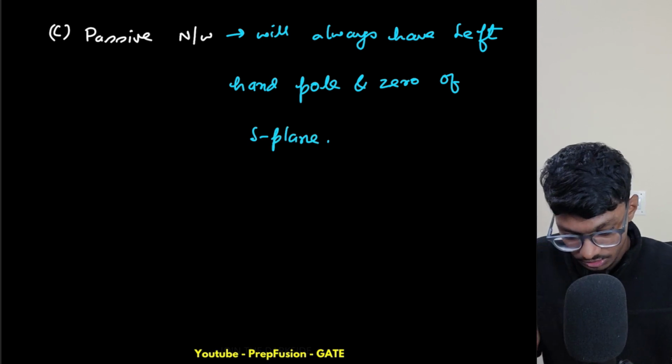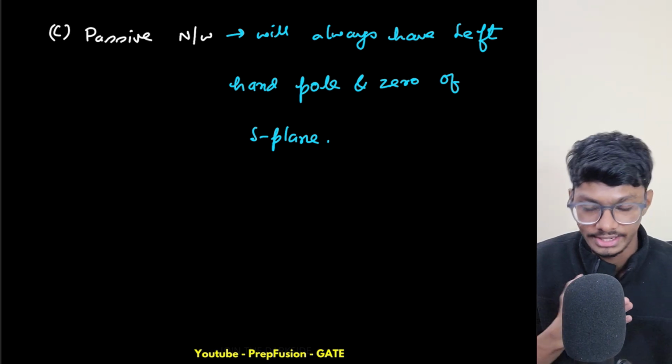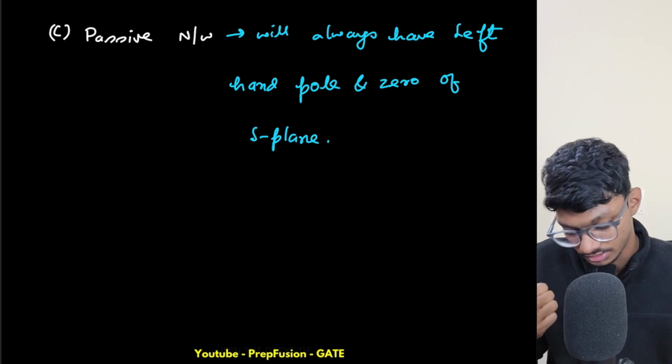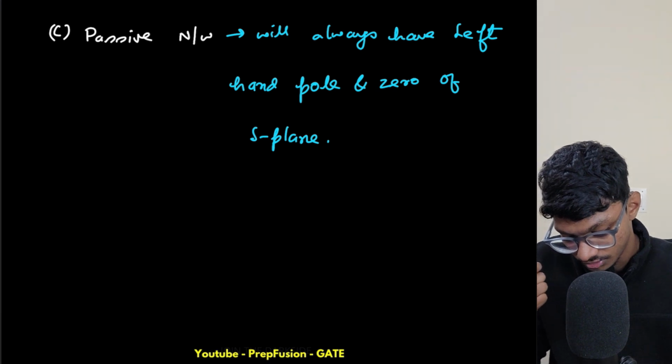So this is about the passive network, and as we have 1 zero on the right hand side, hence this option is not correct.